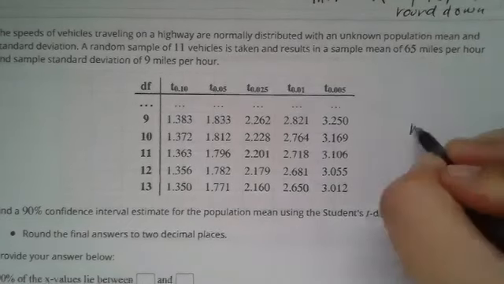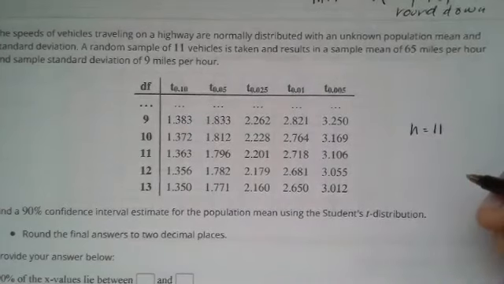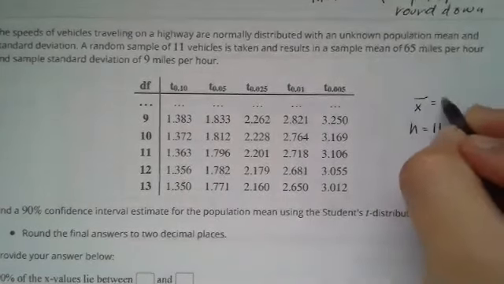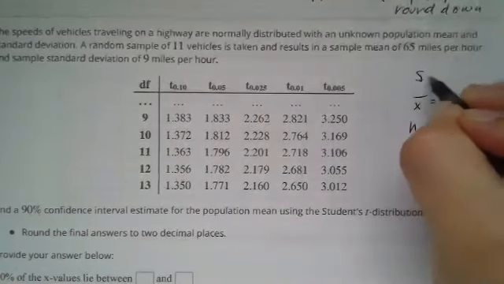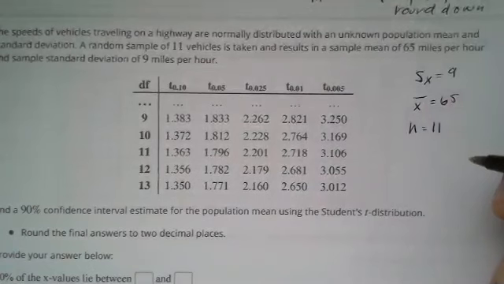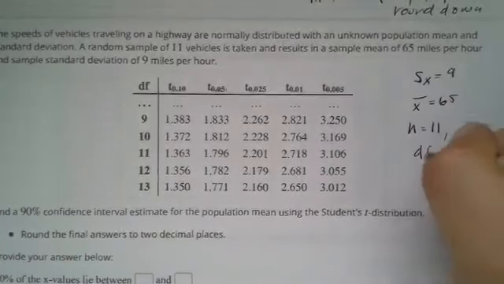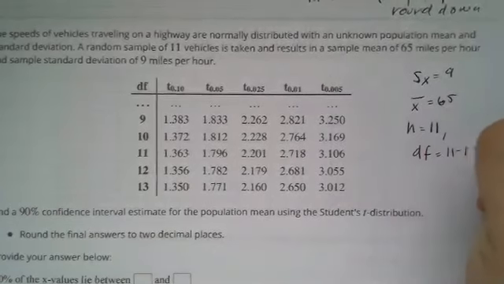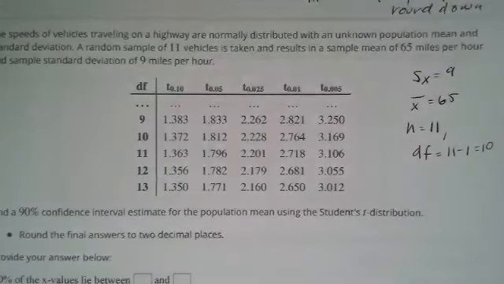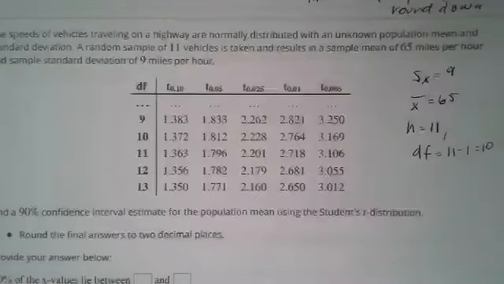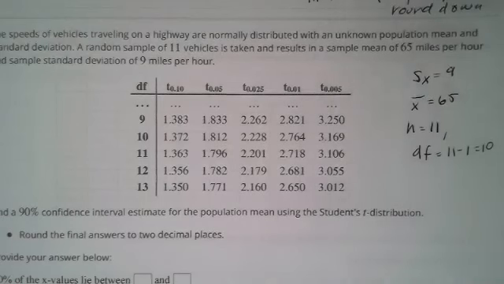So we have a random sample of 11, and we have a sample mean of 65, and we have a sample standard deviation of 9. Okay, so that means that my degrees of freedom is 11 minus 1, which is 10. Okay, so we want to find the 90% confidence interval. So let's just use T interval because, you know, I'm slowing down here. Okay, so let's go ahead and do that.